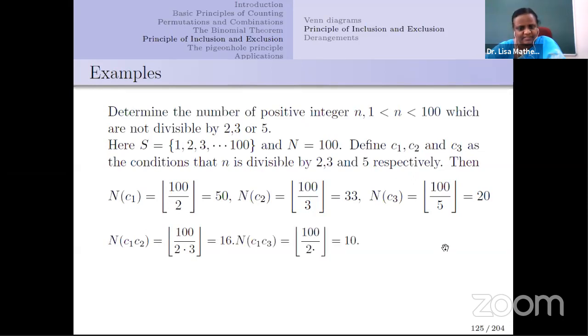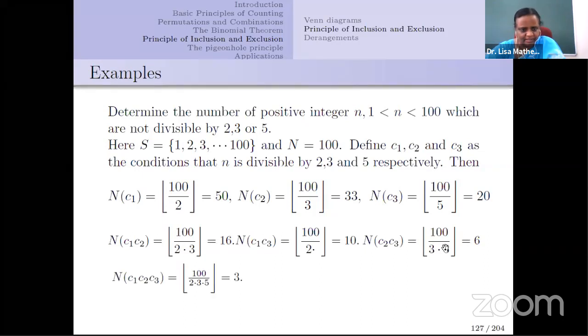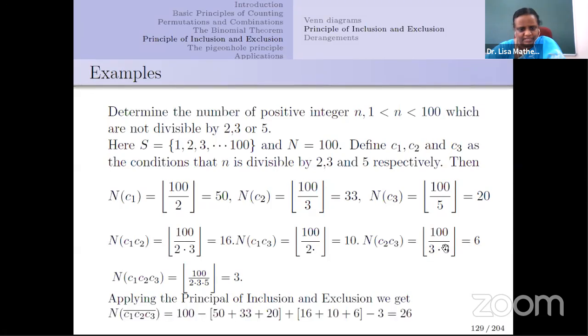N of C1, C3 is 100 by 2 into 5, which is 10. N of C2, C3 is 100 by 3 into 5, which is 6. And N of C1, C2, C3 is 100 by 2 into 3 into 5, which is 3. Now applying the principle of inclusion and exclusion, we get 100 minus 50 plus 33 plus 20 plus 16 plus 10 plus 6 minus 3 equal to 26.